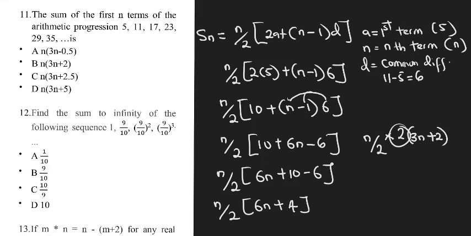So in this case, we're going to have something like this. So what do you think will happen? The next thing, these 2 will cancel these 2. So we're left with only this n here with this bracket. So it's going to be n into 3n plus 2. So this is the answer. So let's check our options. From the options, the answer is B. Very simple. Let's move to the next question.